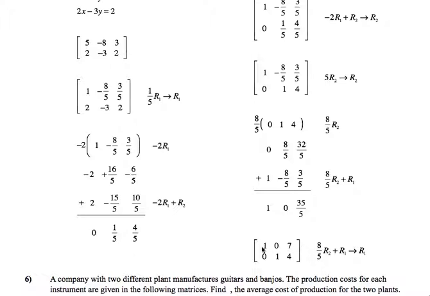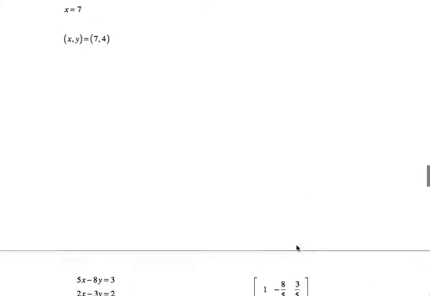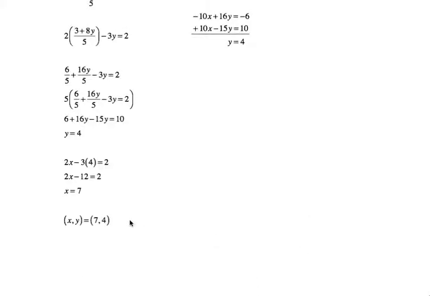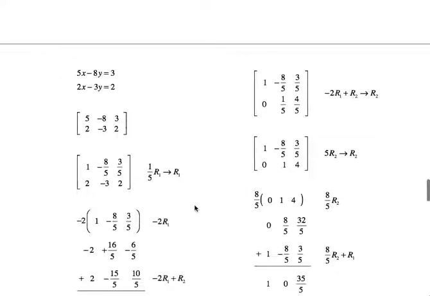And so that's our new row 1, because it's got a 1 in the first entry, a 0 in the second, and the value in the third is the value of x in our solution. And here's the notation for that last operation: 8/5 times row 2 plus row 1 becomes our new row 1. And this is the same solution that we saw before when solving this by substitution. (x, y) is equal to (7, 4). X is 7, y is 4 is the solution to the system.